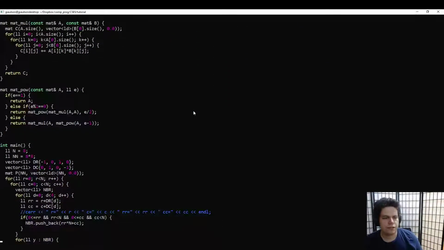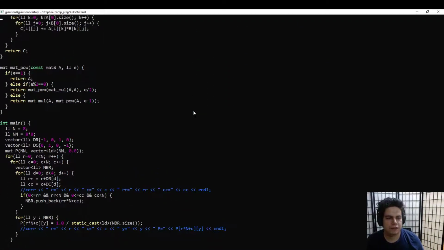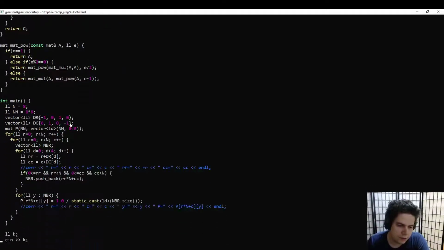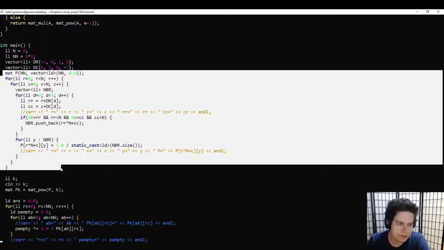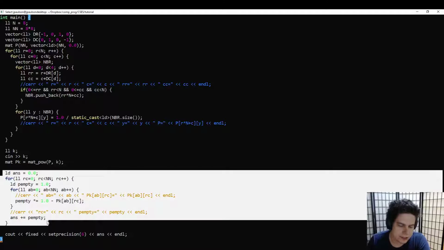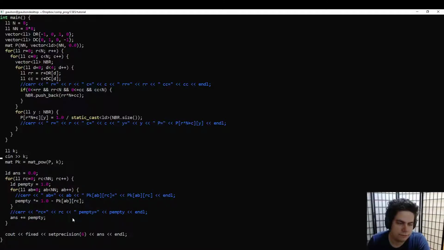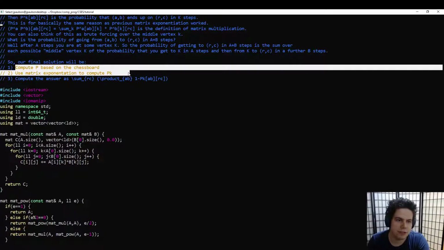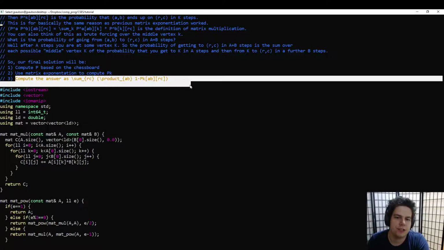So yeah, the code is actually not that bad, right? This is the matrix exponentiation code. Very general. This is like the chessboard specific, like adjacency matrix code. And then this is just getting the answer. So, that's each of these steps, right? Computing P, matrix exponentiation, and then getting the answer.